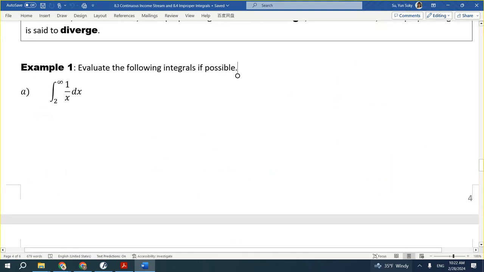Okay, evaluate the. Oh, sorry. Every time I get sick, it would take 1 week to heal.